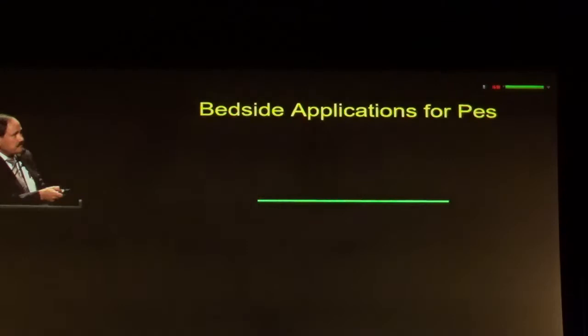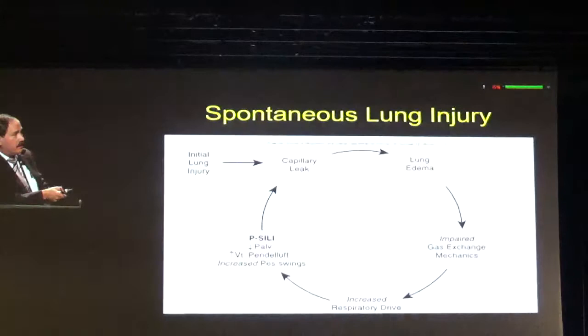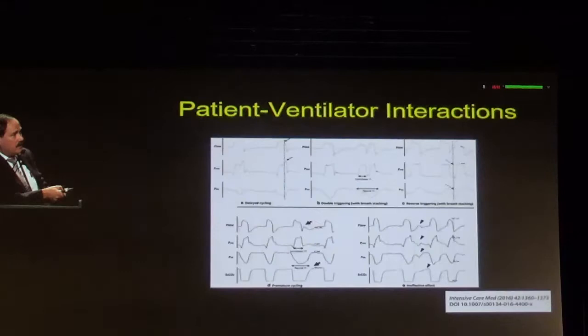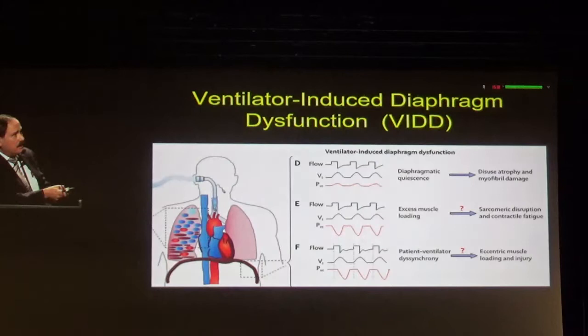Bedside applications: set effective peak, true driving pressure across the lung uninfluenced by chest wall changes, detecting asynchrony, avoiding excessive transpulmonary pressure, and during active breathing regulating diaphragmatic loading. Those are things that we haven't discussed yet this morning, but I'm sure others will. Excessive transpulmonary pressures will cause trouble. They cause patient-ventilator interactions that are difficult to detect without an esophageal balloon, and they may cause diaphragmatic dysfunction if we don't set the effort to be neither too high nor too low.